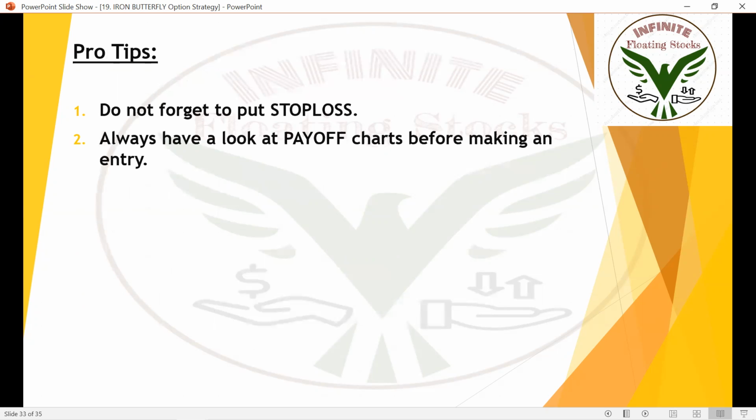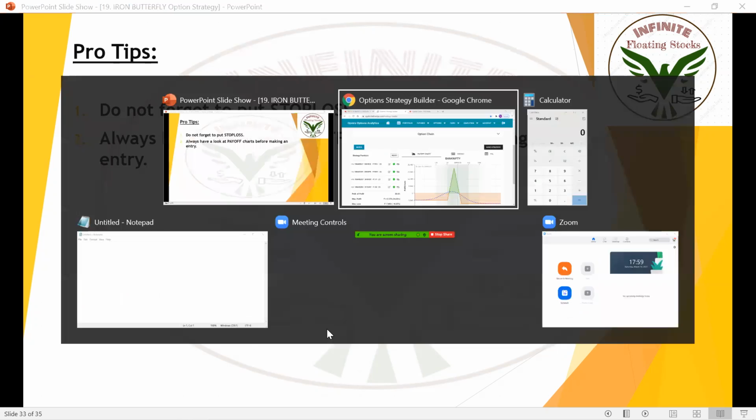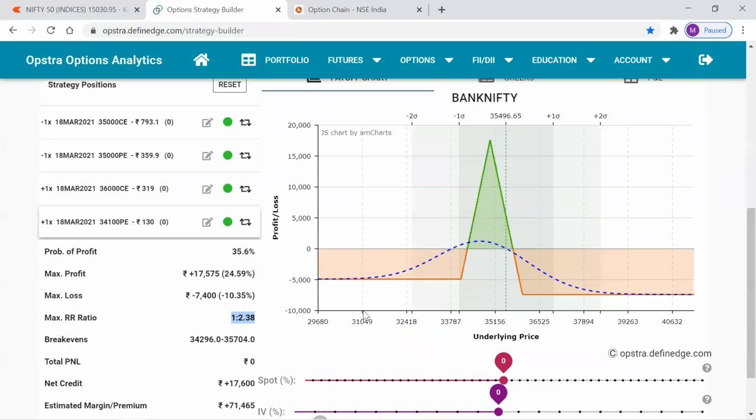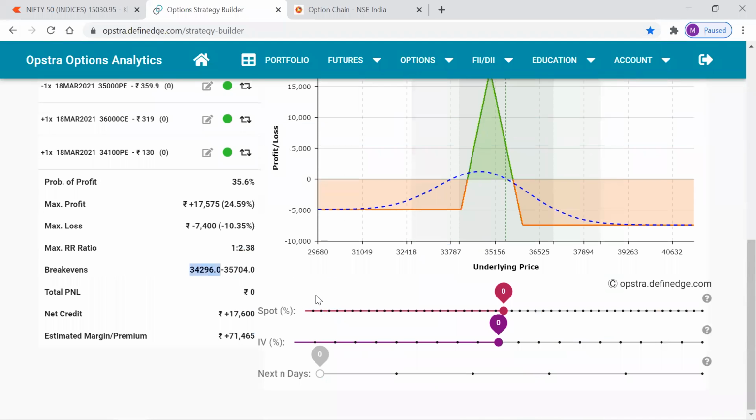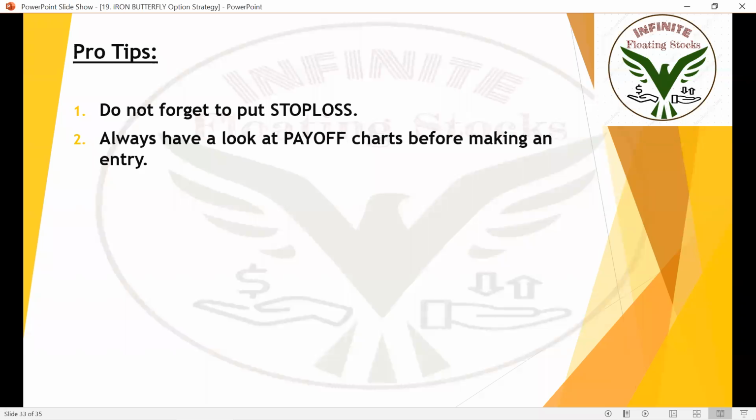Here are some pro tips. Do not forget to put a stop loss. Actually, that point is not necessary, because this is a no stop loss strategy, as our positions are hedged. We bought the out of the money call option and the out of the money put option by looking at the upper break even and lower break even. So positions are hedged here, and we have converted maximum loss into a minimum loss. We have converted unlimited risk to a limited risk, so we do not put a stop loss here. And always have a look at the payoff charts.